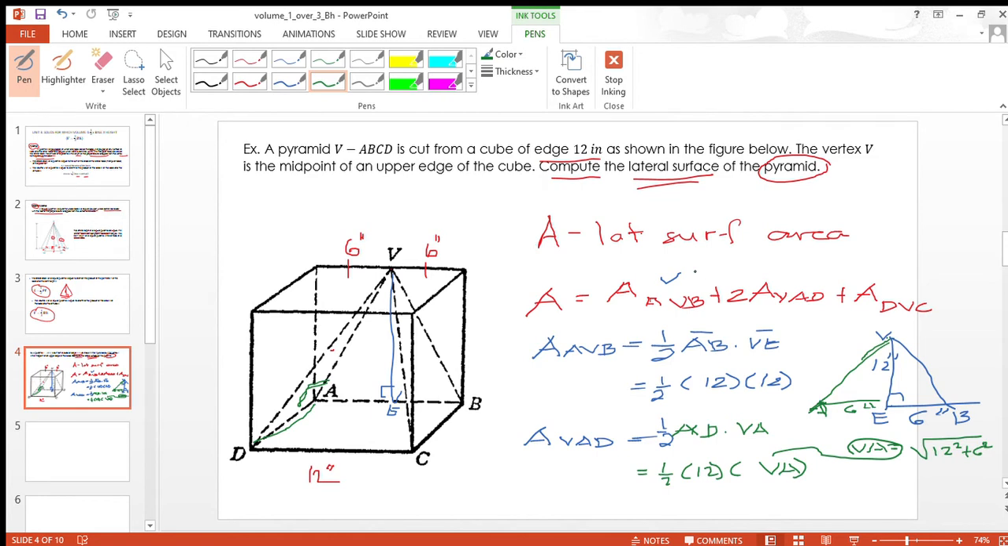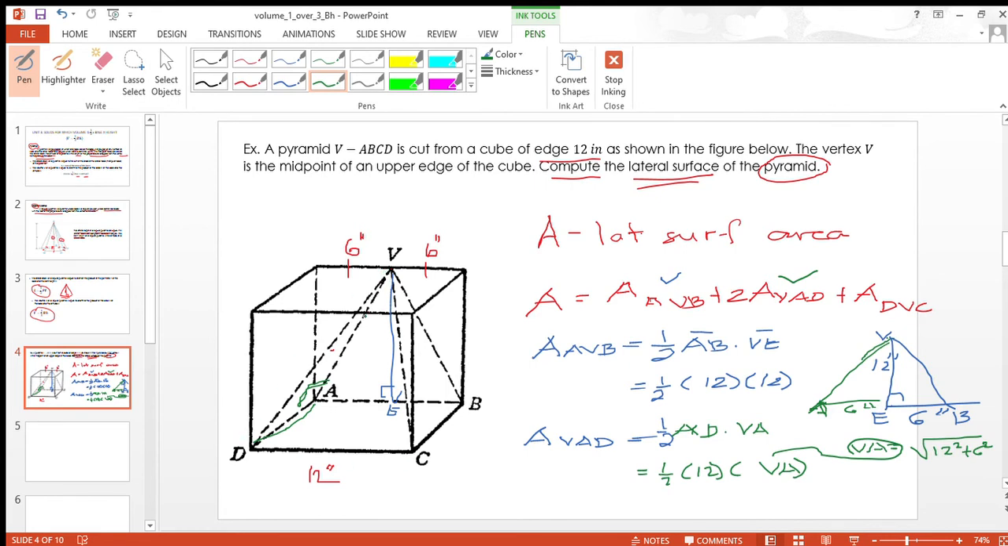So going back to our list, we already have the area of triangle AVB, then the area of triangle VAD, and finally the triangle VDC. What will be the area of triangle VDC? So this triangle here.